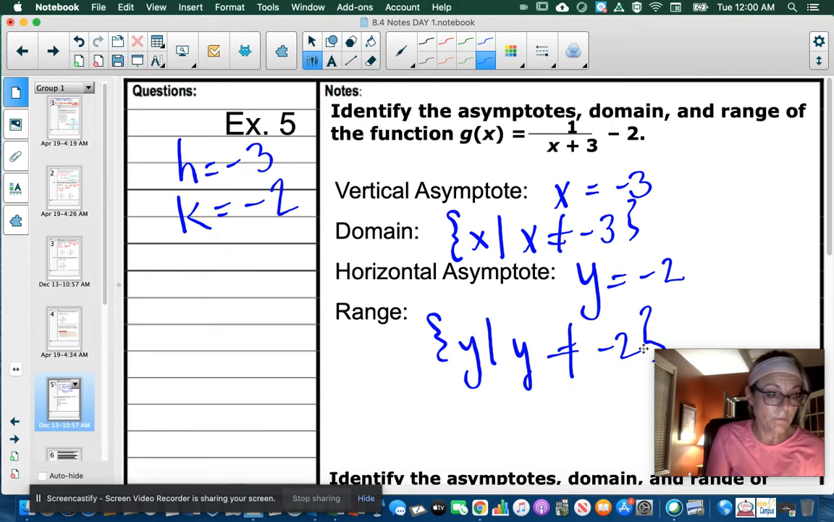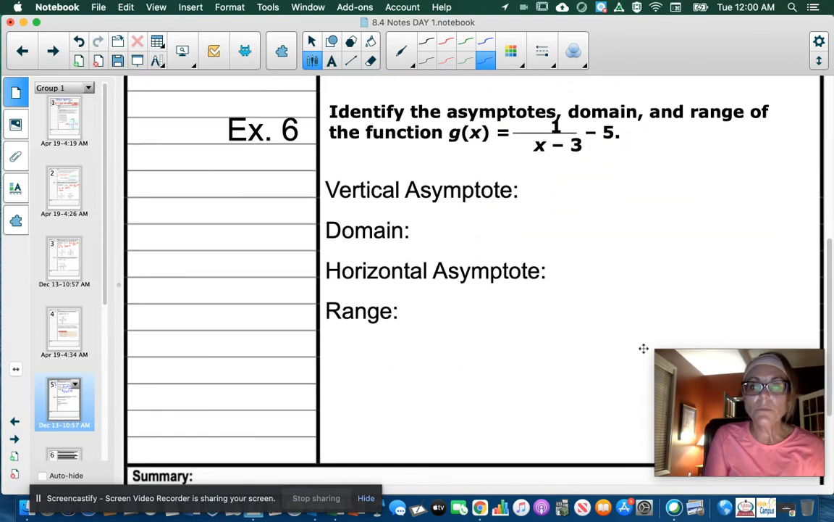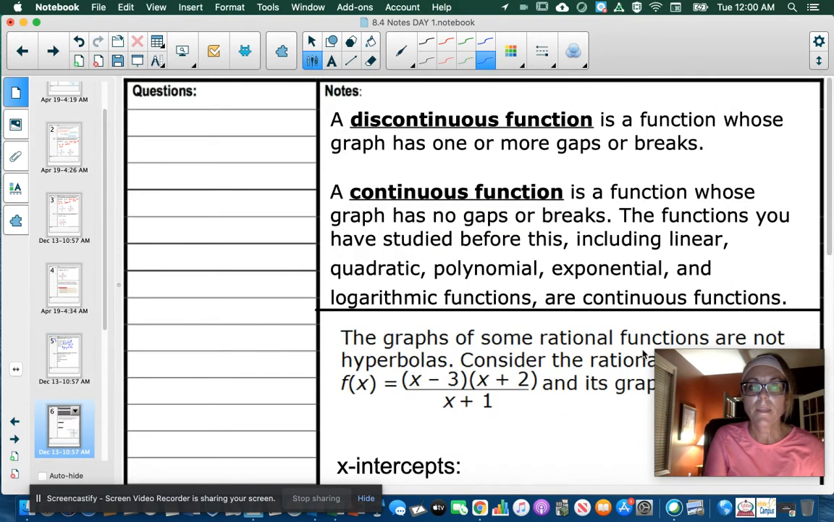Pretty straightforward. Example 6 we are going to be saving for class.